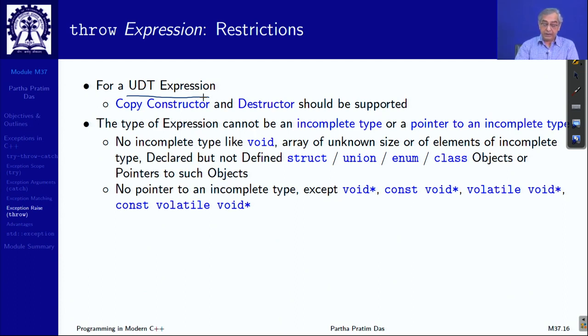Like I have just written, class A forward declaration. I cannot use this as an exception type for the simple reason that I need the constructor, destructor, copy constructor, all of these for the exception types.